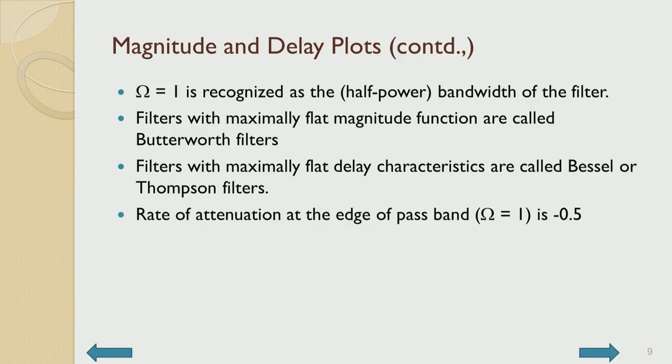As far as the bandwidth is concerned, at omega equal to 1, the half power point, it becomes half, and the square root, if you take, it is 1 by root 2, or 3 dB point, it is called. So filters with maximally flat magnitude functions are called Butterworth filters. Filters with maximally flat delay characteristics are called Bessel and Thomson filters. Rate of attenuation at the edge of the pass band, omega equal to 1, is minus 0.5.